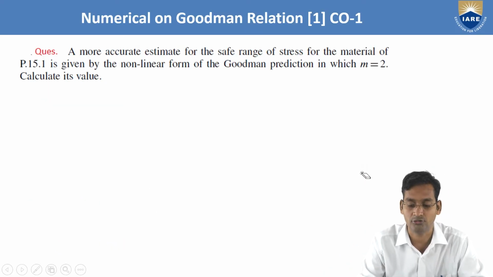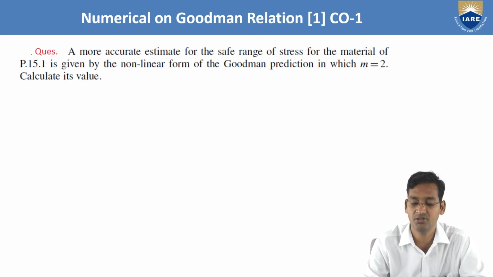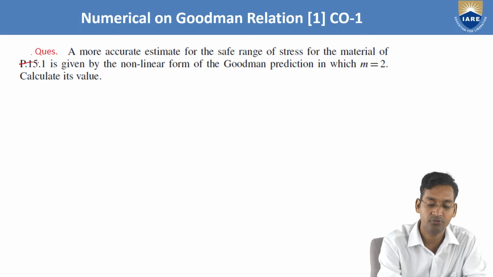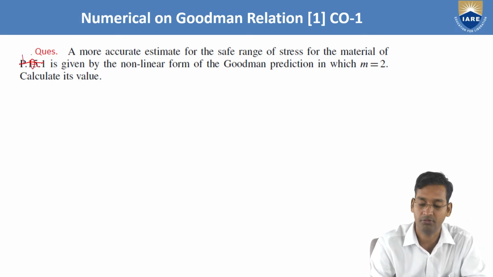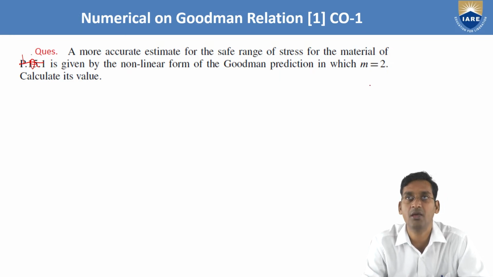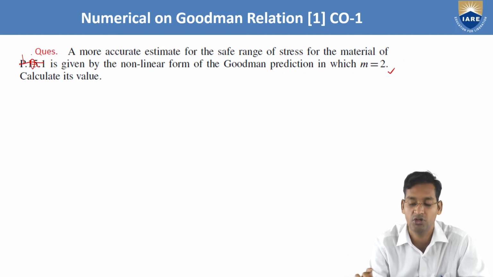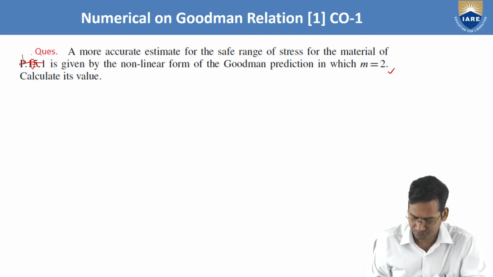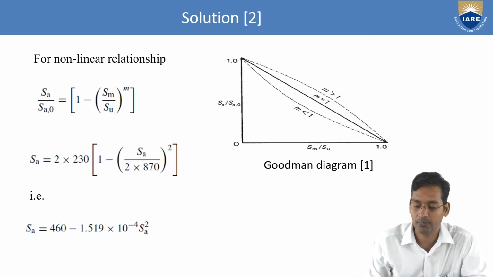So let's see. Now, a more accurate estimate for the safe range of stress for the material of the previous question is given by the non-linear form of the Goodman prediction, in which m equals 2. Calculate its value. So here it is given, the Goodman prediction with power 2. Remaining everything you have to use according to the previous formula.